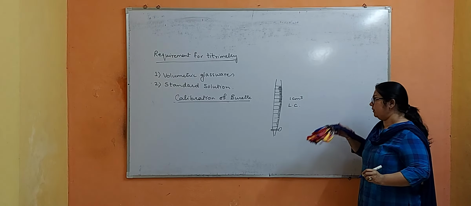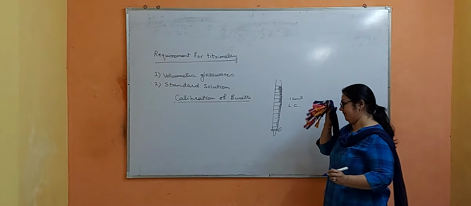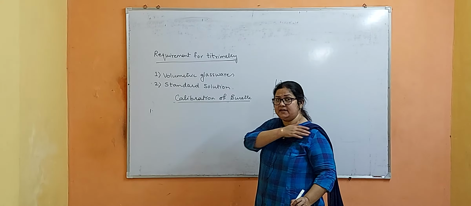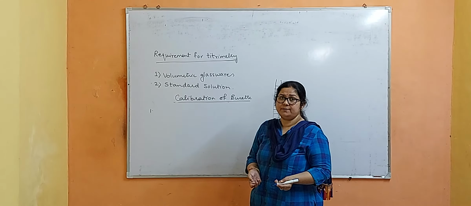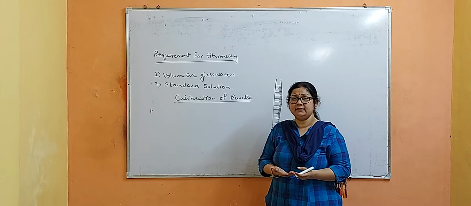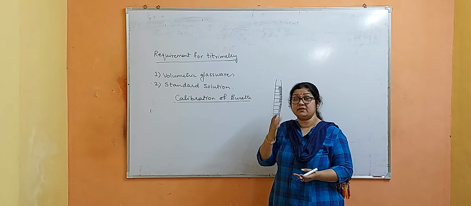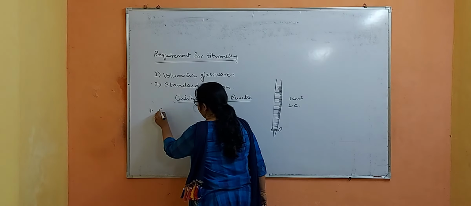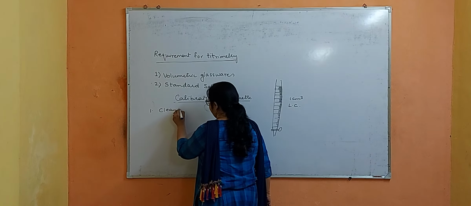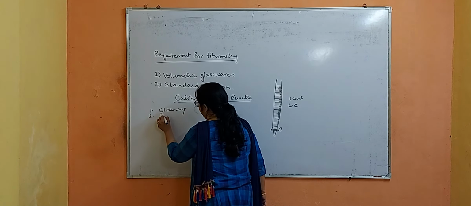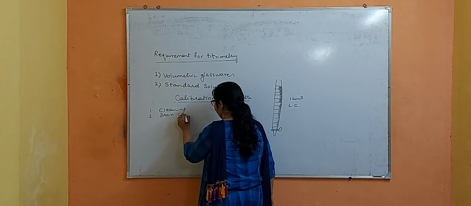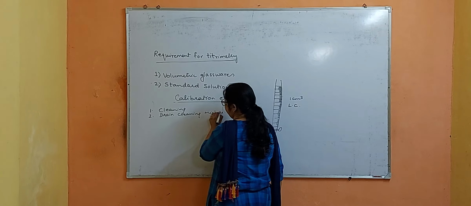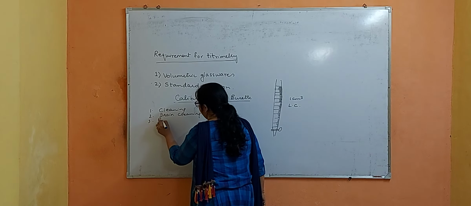Now moving on to calibration of burette. First step is, as I have told you, cleaning of the glassware. So you need to clean the burette. Once again you have to fill the burette with your cleaning mixture. What is the cleaning mixture? K2Cr2O7 plus H2SO4. You have cleaned your burette with it. Then drain the cleaning mixture. Then rinse and wash it with distilled water.